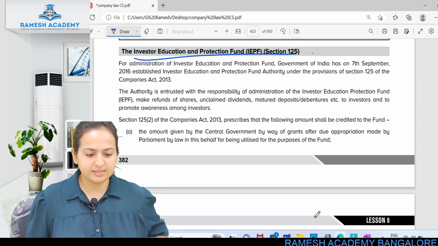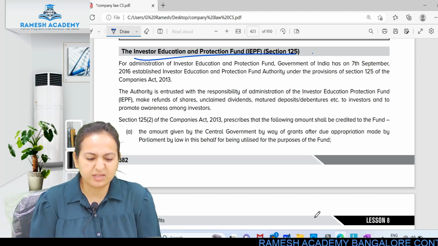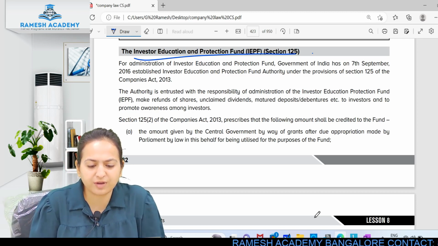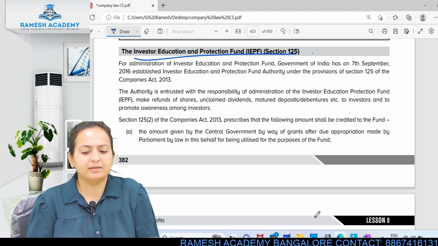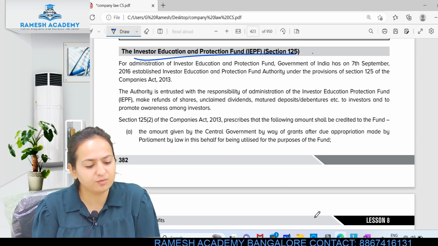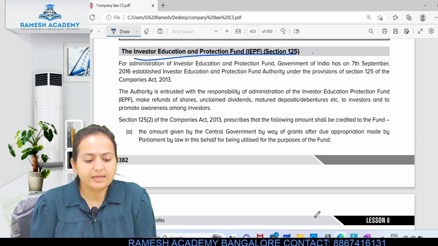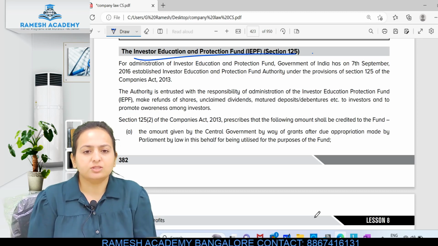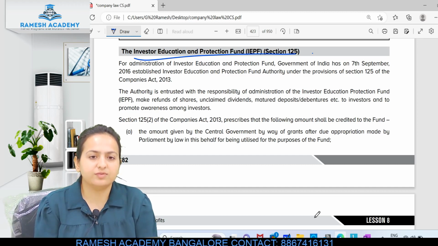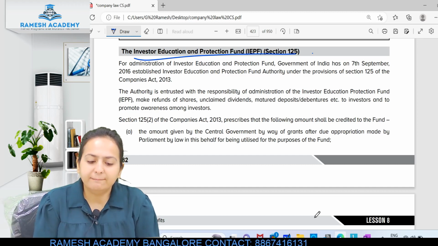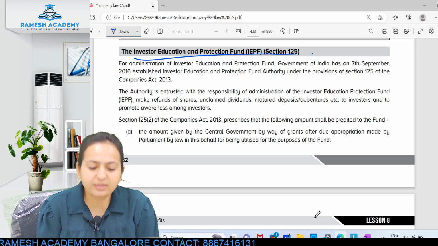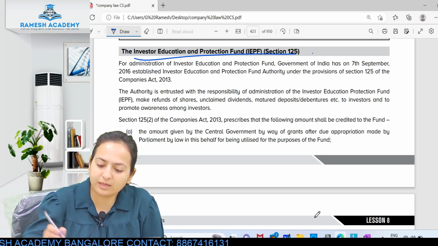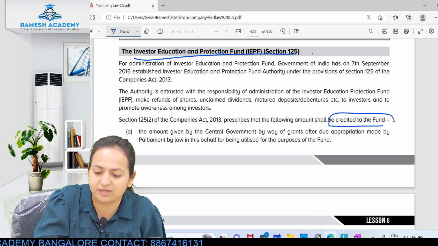Okay, so next is IEPF section number 125. For administration of the IEPF fund, the Government of India has established the IEPF under section 125. The authority is entrusted with the responsibility for administration of the IEPF, making funds unclaimed mature deposits. Section 125 prescribes the following amounts shall be credited to this fund.